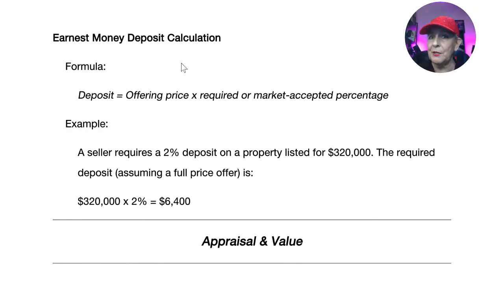Earnest money deposit calculation. You'll be dealing with this on every contract that you write for a buyer. How much earnest money do they need to put down? We like to ask the sellers, so that they see that the buyer is serious, for 1% or 2%.